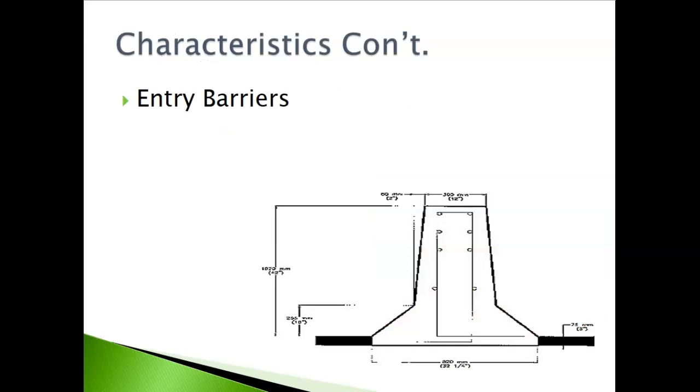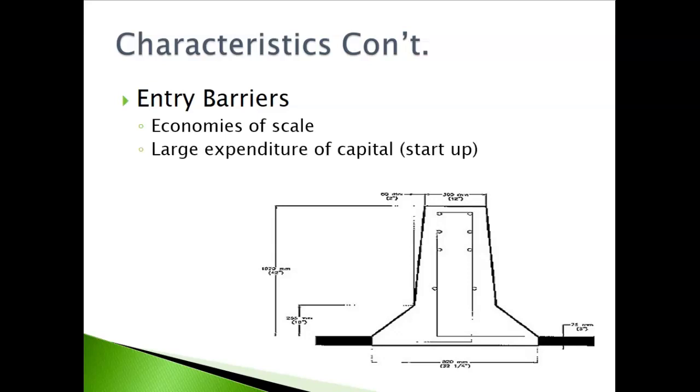So there's still barriers to entry, not quite as much as a pure monopoly, but still significant barriers to entry. It could be economies of scale. It could be large expenditure of capital, large startup type scenarios, ownership or control of raw materials.